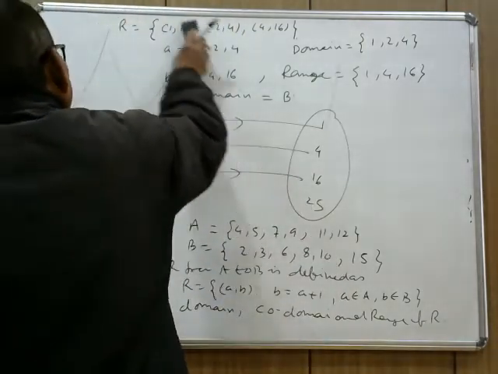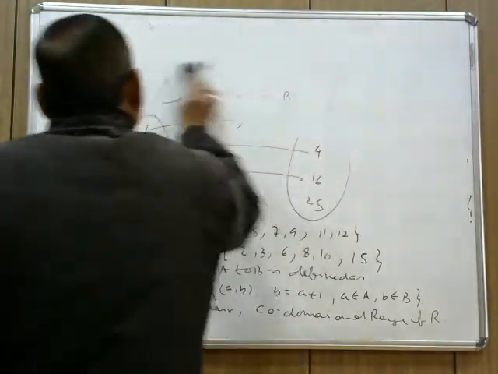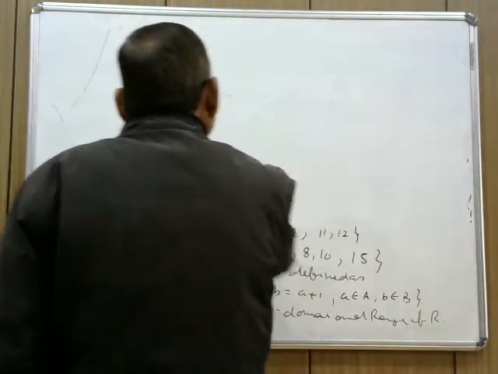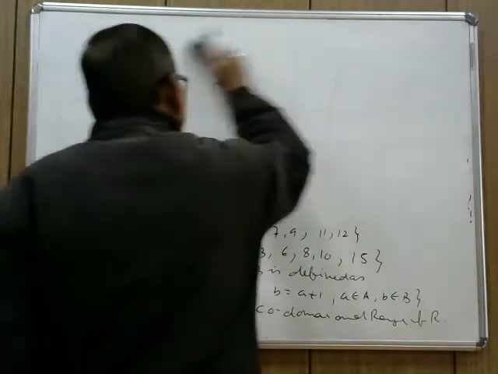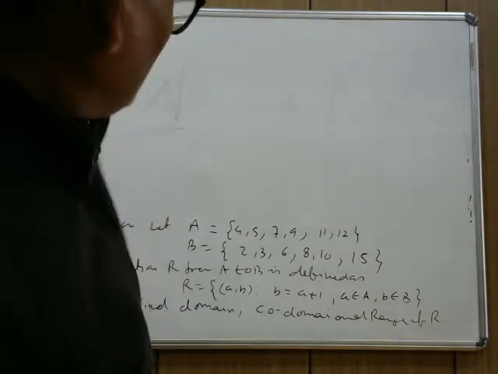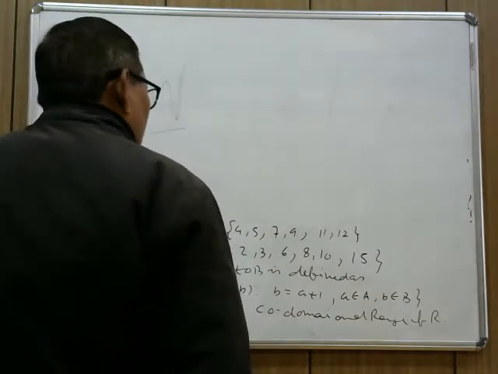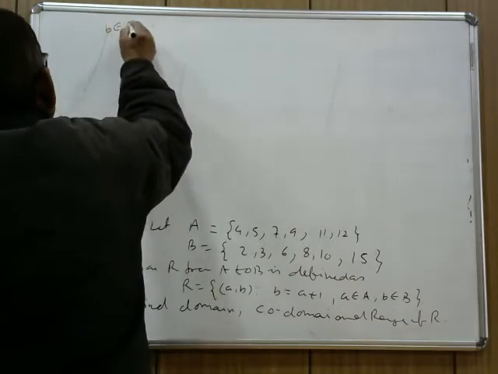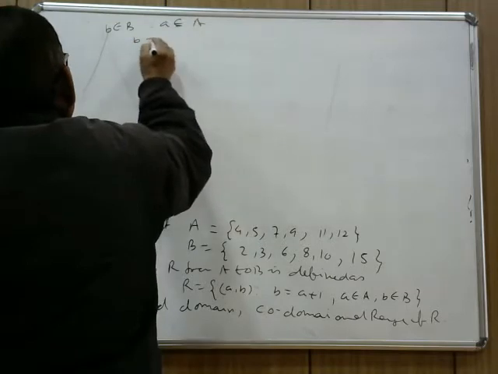Now see. First of all, for all that you have to find your relation in roster form, the form in which your elements are physically presented. After that, you can find domain, codomain and range by their definitions. So now you have given that b equals a plus 1, b is a member of B, a is a member of A.